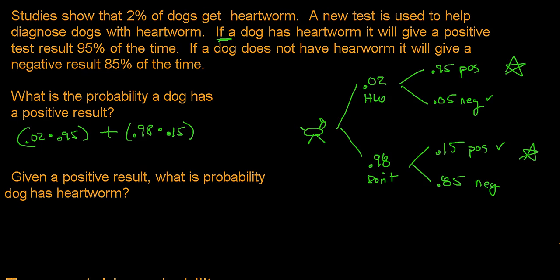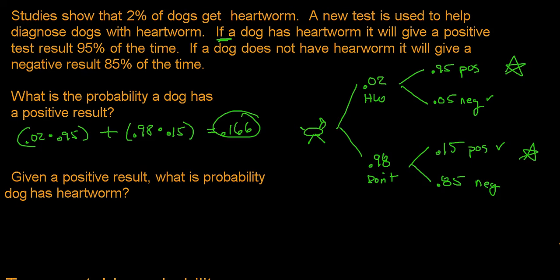And again, I'm allowed to multiply because it's conditional. This 95% was on the condition that you had heartworm, 2% chance. This 15% was on the condition that you did not have heartworm, 98% chance. So all I've got to do is multiply that, 0.02 times 0.95 plus 0.98 times 0.15, and I get 0.166. So that is the probability that a dog has a positive test result.